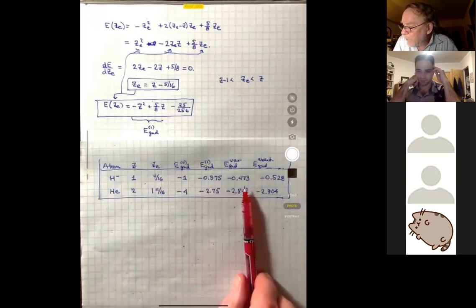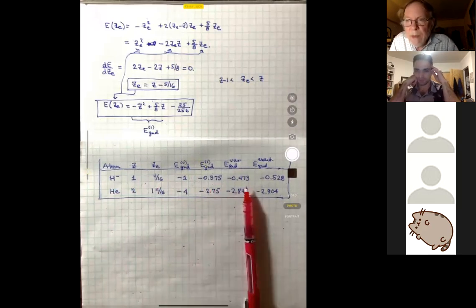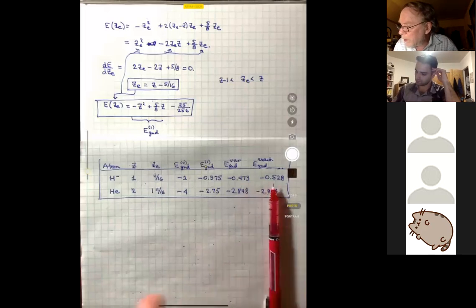It's minus 0.473. It's better than it was, but unfortunately it still is not below minus 0.5. So even with this variational estimate, we still don't have a proof that H- exists. And if we didn't know it experimentally, we'd still be up in the air. So it'd be a research project to do it. Here's the true ground state energy. As you see, it's slightly below minus 0.5.